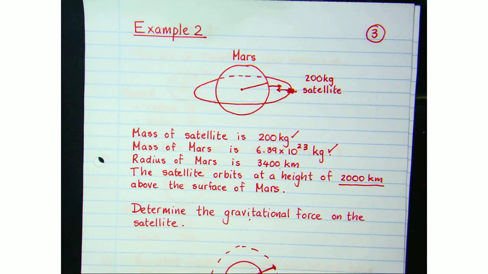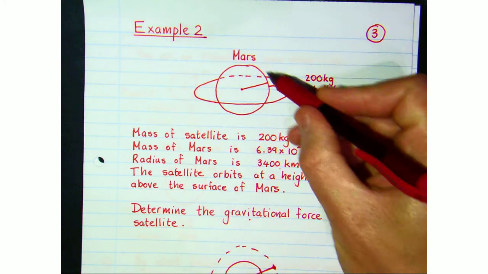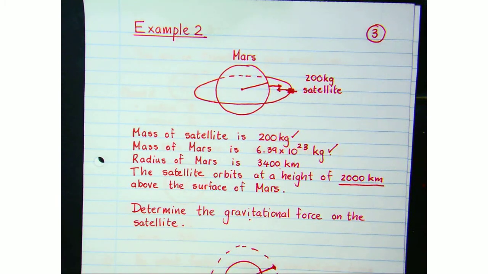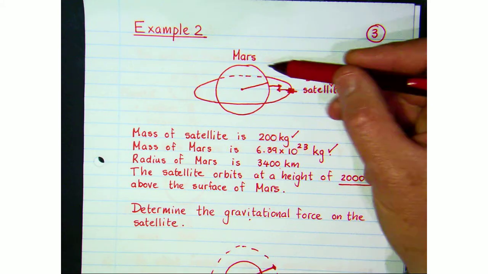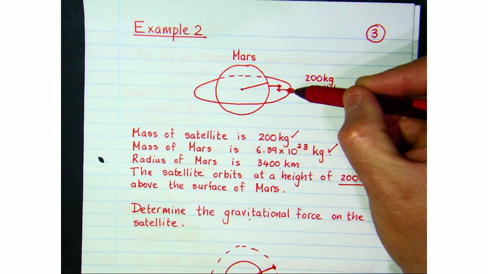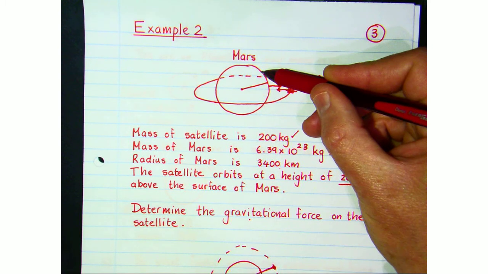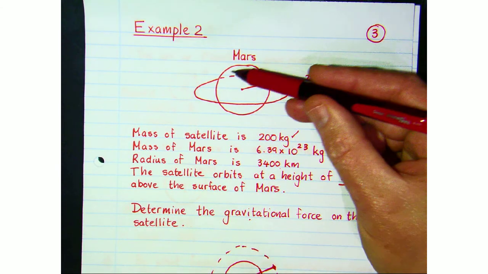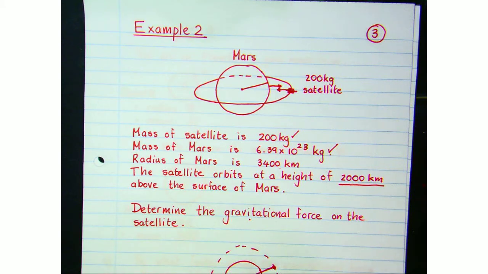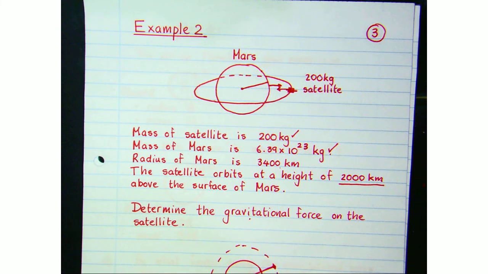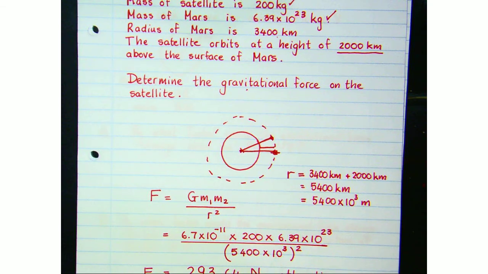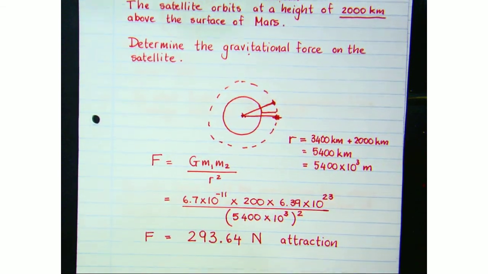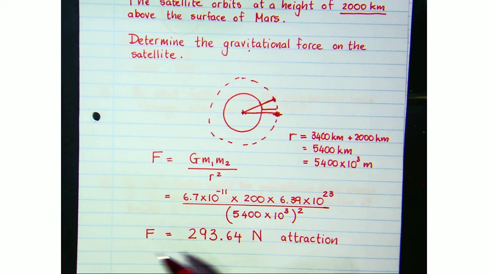That force is so small it's not going to influence the path of a much larger mass. Mars has a much greater inertia than the satellite because it has a larger mass, and therefore it's not going to be influenced. It has a greater resistance to any change in its motion. So there we go, we've found the attractive gravitational force on that satellite. Let's look at a third example.